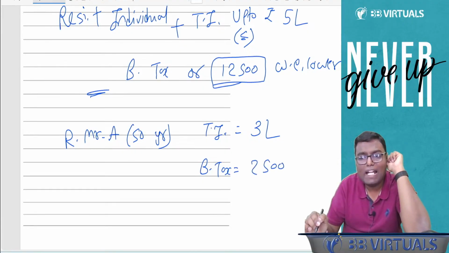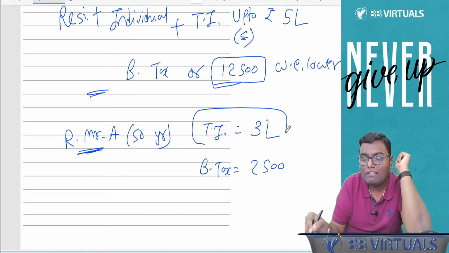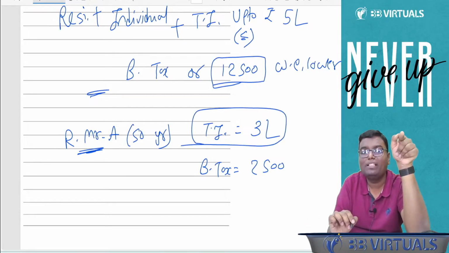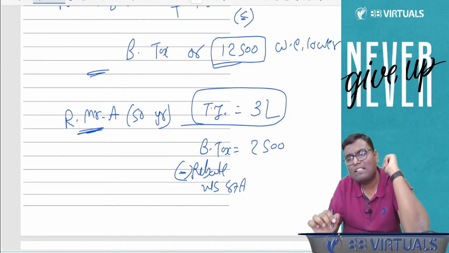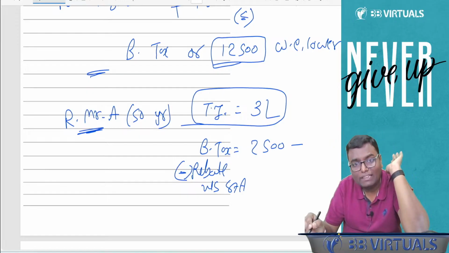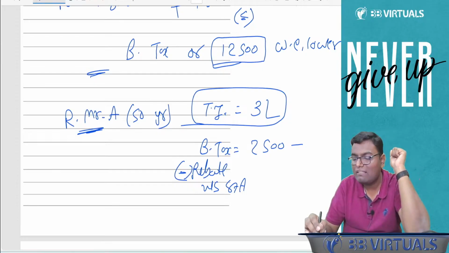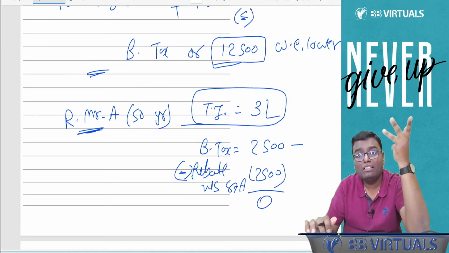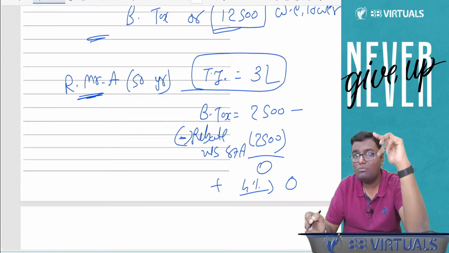But now understand, I can't add 4% health and education cess. Reason? I'm a resident individual, and total income is less than or equal to 5 lakh. I'm eligible for rebate. Now from this basic tax, I will deduct rebate under section 87A. How much discount is available? 100% of your basic tax or 12,500, whichever is lower. What is whichever is lower in this case? The full 2,500. So balance tax payable is 0, and then adding 4% cess on it will also be 0. So the moral of the story: rebate is deducted first, then cess will come. It cannot be done vice versa.